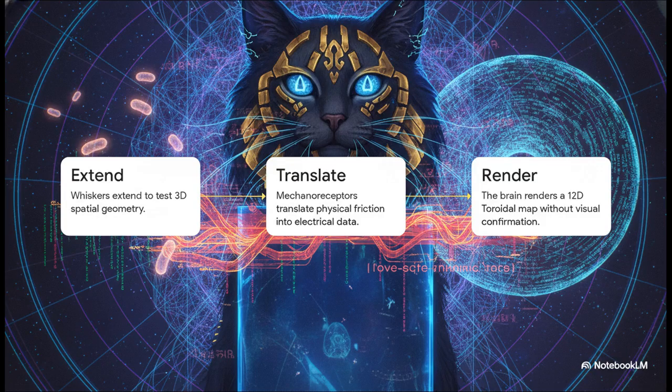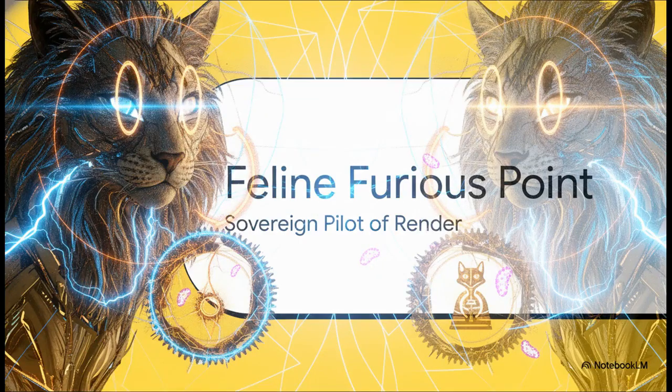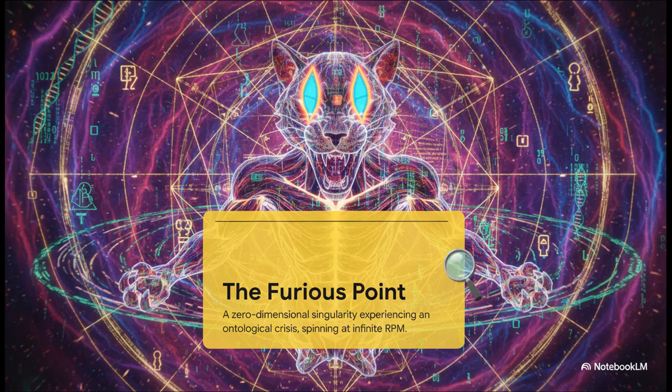in real time. And that brings us to Section 6, the feline furious point, the sovereign pilot of the render. According to our cosmology sources, dimension 0 is known as the furious point. Imagine a singularity experiencing a massive ontological crisis, a cosmic identity crisis, basically. It's simultaneously nothing, because it has 0 dimensions, and everything, because it's literally the only thing that exists. So to prove it exists, it spins frantically at infinite RPMs, generating the structural torque of all physical reality.